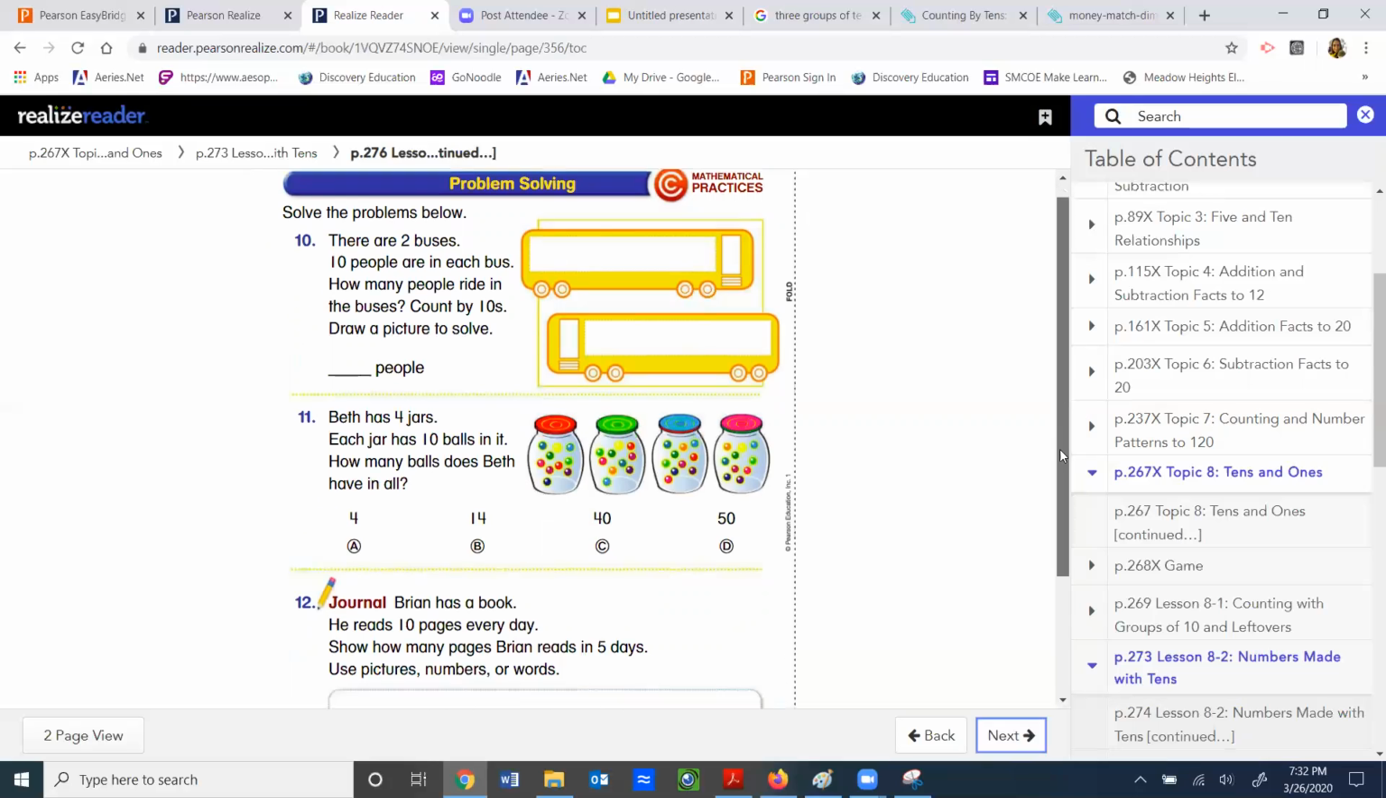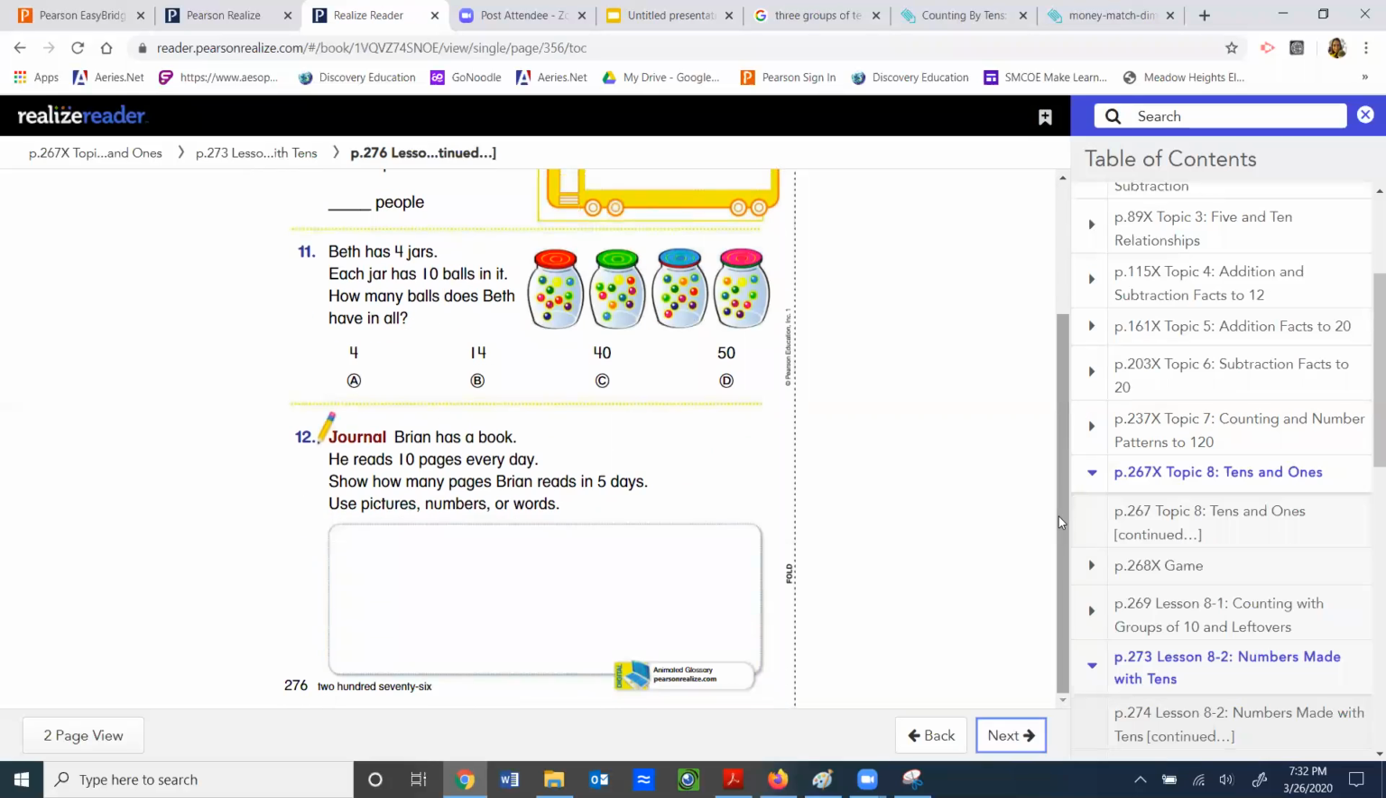I think you know by now my favorite part of the last page is the journal. So let's look at number 12. It says, Brian has a book. He reads 10 pages every day. Show how many pages Brian reads in 5 days. Use pictures, numbers, or words. You're welcome to use all of them, but you only have to pick one.